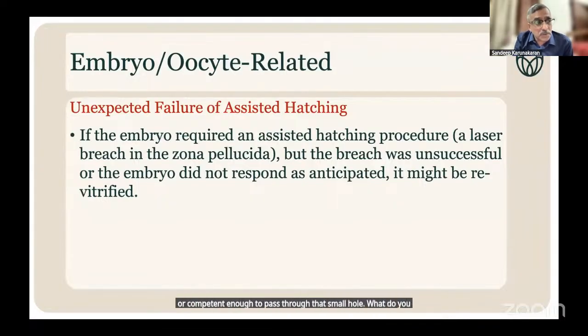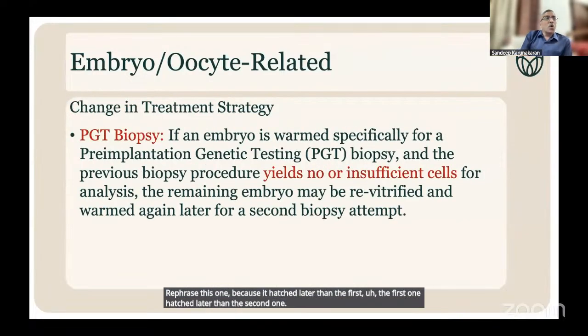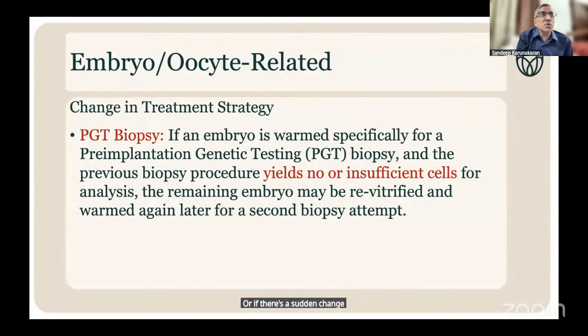What do you do? You thaw another embryo, you hatch it, that works. You possibly have to refreeze this one because it hatched later than the first one, which hatched later than the second one. Or if there's a sudden change in therapy, this is one of the most common things.